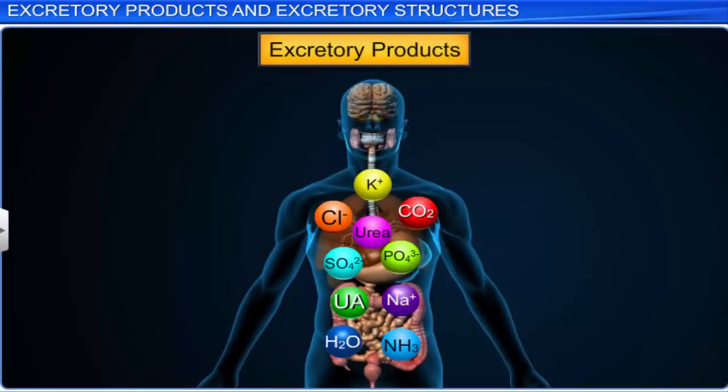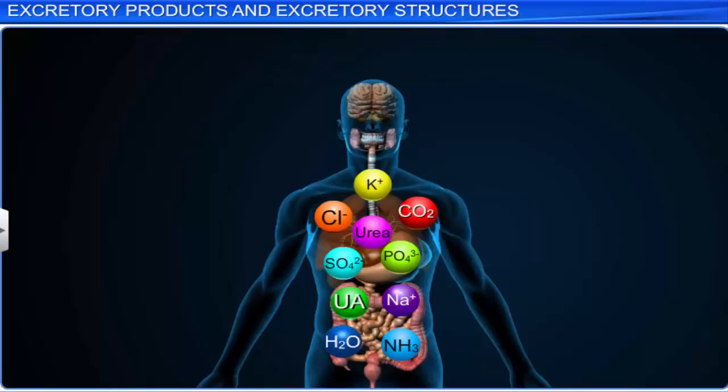These waste or excretory products, if retained in the body, may prove fatal, and so must be totally or partially removed from our body. The process of elimination of metabolic waste products from the animal body is called excretion.